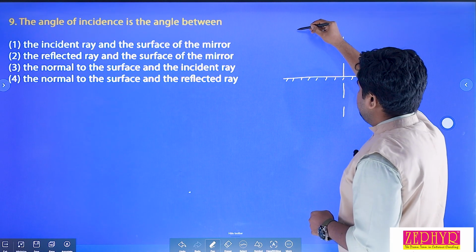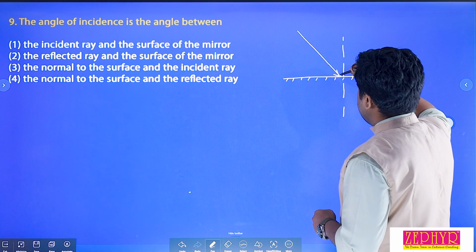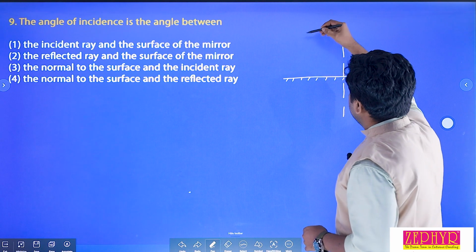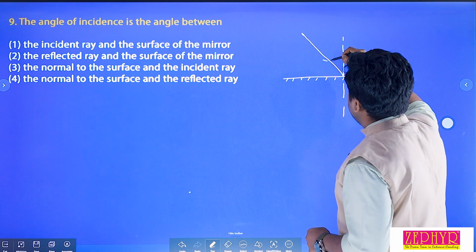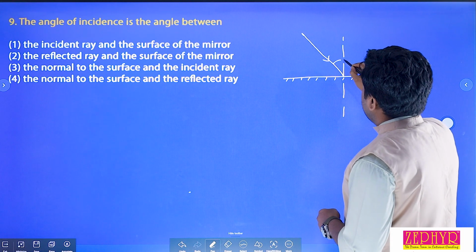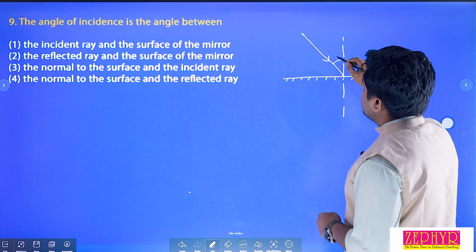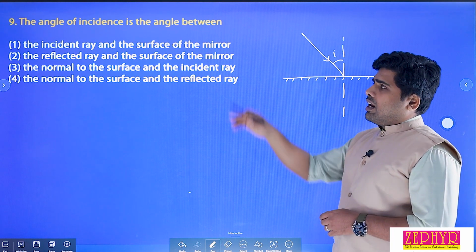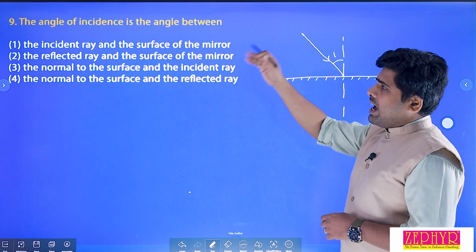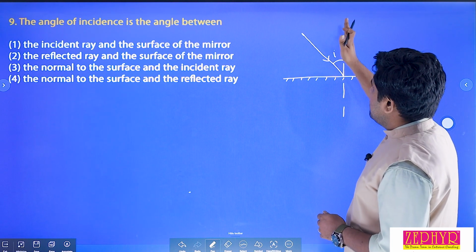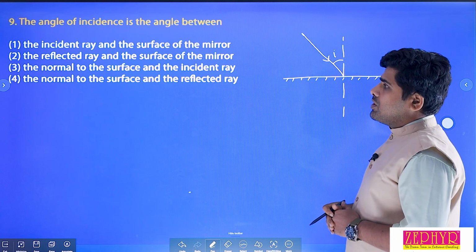See, this one is the incident light ray. Which one? This one is the incident light ray. See, the angle produced between the normal and the incident light ray, that one is the angle of incidence. Here our question, the angle of incidence is the angle between the incident ray and the normal to the surface.